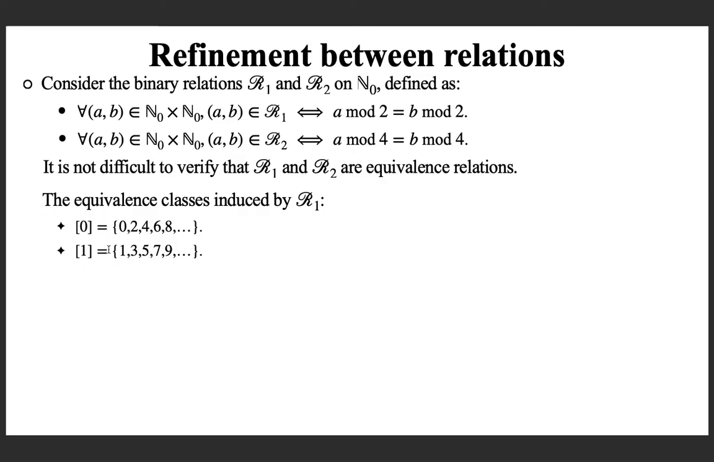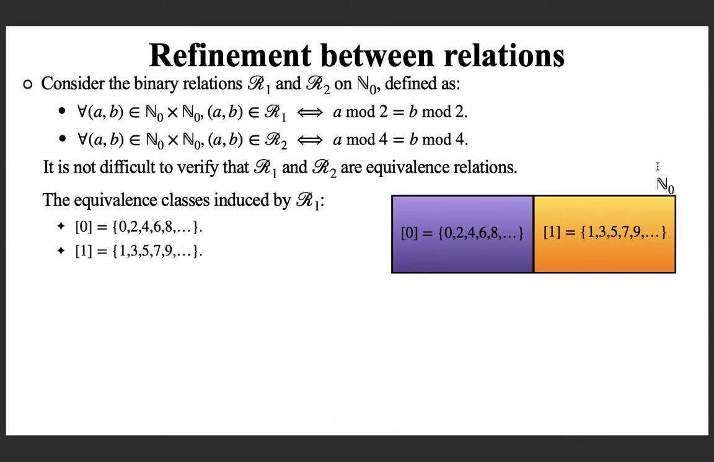And pictorially, using a Venn diagram, you can represent N0 as the set of all natural numbers with 0. It is partitioned into two sets: the equivalence class for 0, which is the set of all even numbers, and the equivalence class for 1, which is the set of odd numbers. Now, look at R2. R2 is again an equivalence relation.